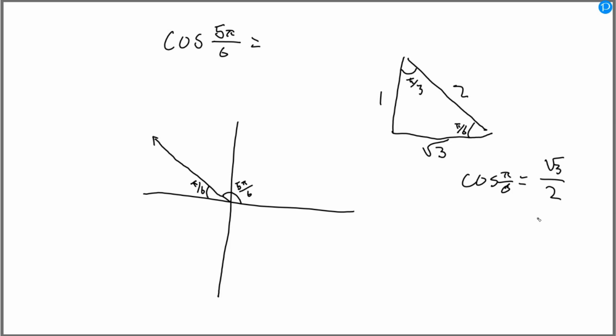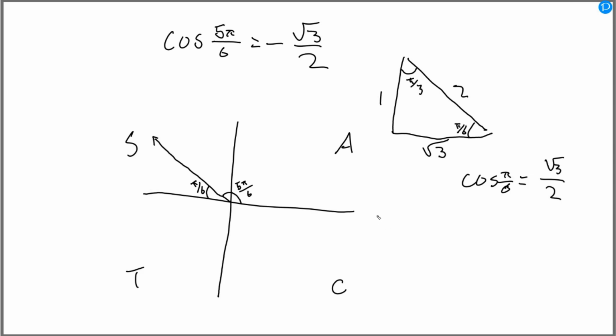But now we have to remember that the sign could change. So let's draw CAST. 5 pi by 6 is in this quadrant where sine is positive, so cos is negative. So therefore, cos of 5 pi by 6 is equal to negative root 3 over 2.